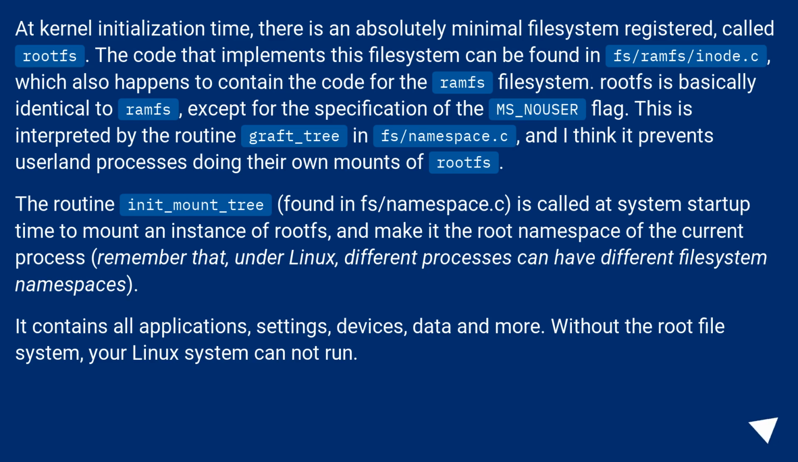At kernel initialization time, there is an absolutely minimal file system registered, called rootfs. The code that implements this file system can be found in fs/ramfs/inode.c, which also happens to contain the code for the ramfs file system. Rootfs is basically identical to ramfs, except for the specification of the MS_NOUSER flag.